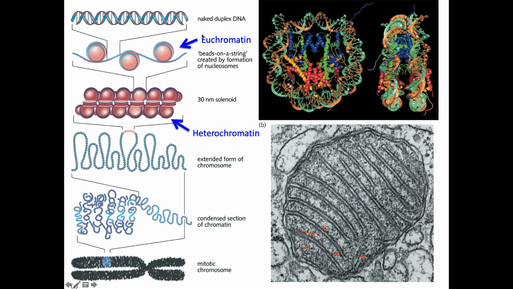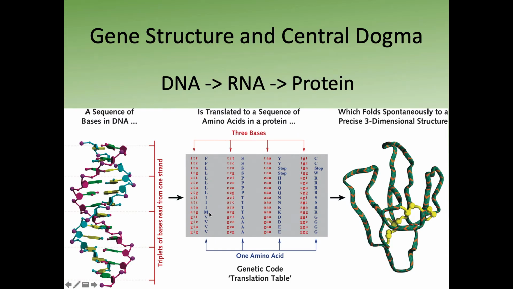When things are open, when they're not as packed up here as they are here, we actually refer to that part of the chromosome as euchromatin or open chromatin. It's different than heterochromatin. So that's where all the genetic information is, but what is actually in that genome?